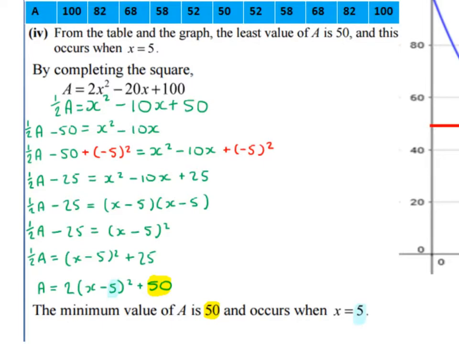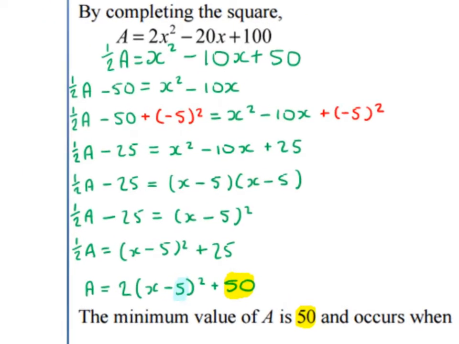So we end up with a half a equals x squared minus 10x plus 50. So each of these values has been divided by 2, and we have multiplied the a by a half. So next we're going to get the constant over to one side. So at this point it doesn't matter if you have your x squared and your x on the left or your x squared and your x on the right, so long as they're together.